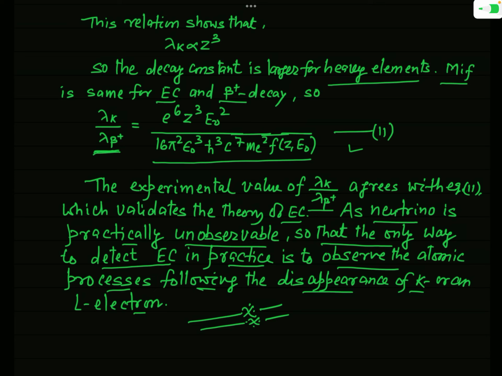I hope you have understood the process of electron capture, which is just a type of beta decay process. After this electron capture process, our beta decay theory is completed, and we will see other concepts regarding beta decay in our forthcoming lectures, like parity violation in beta decay and selection rules in beta decay.